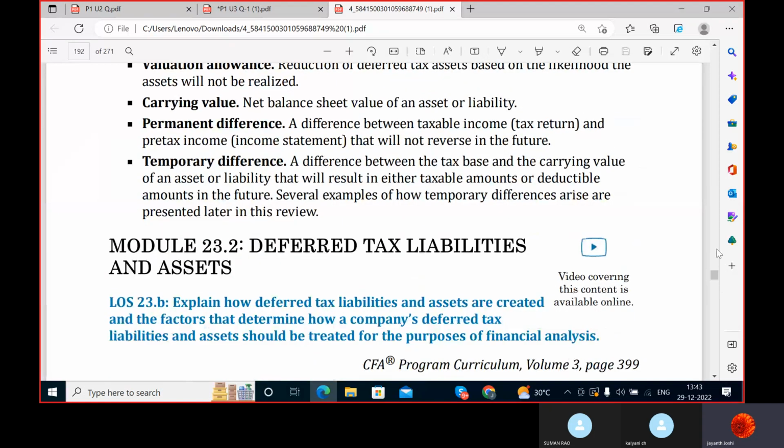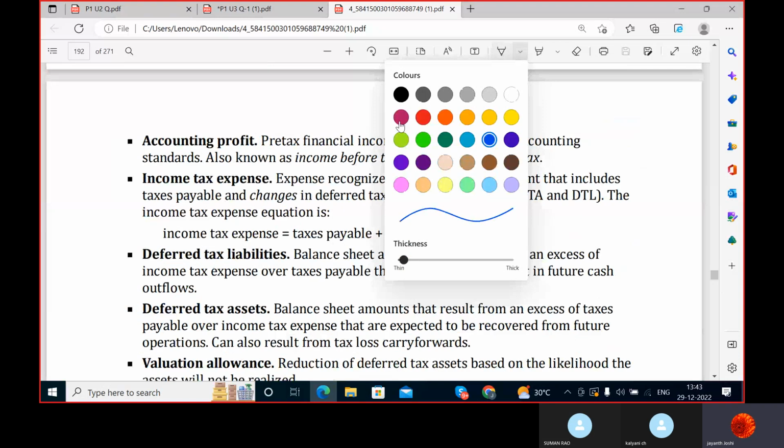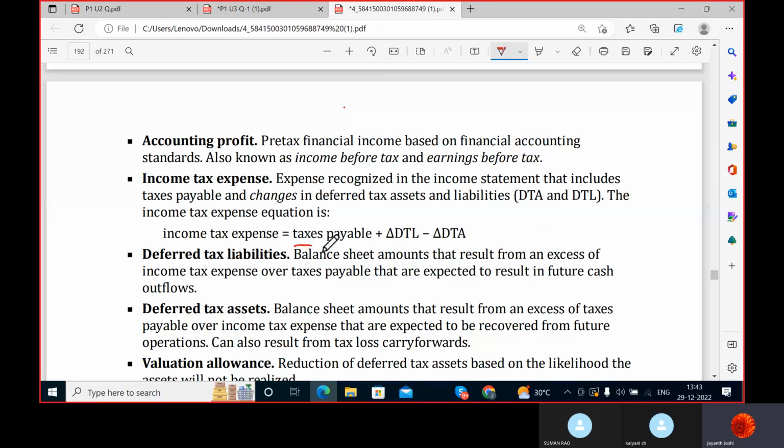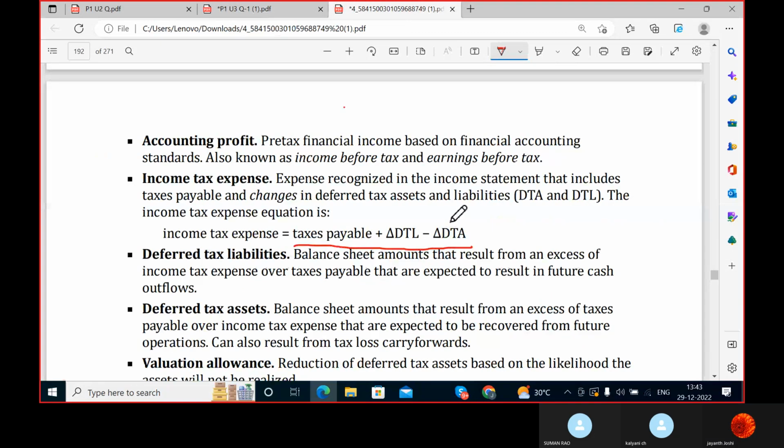Income tax. So you can take this formula. Can you see this formula? Taxes payable plus change in DTL minus change in DTA. Did we do the same thing? Change in DTL minus change in DTA, correct?